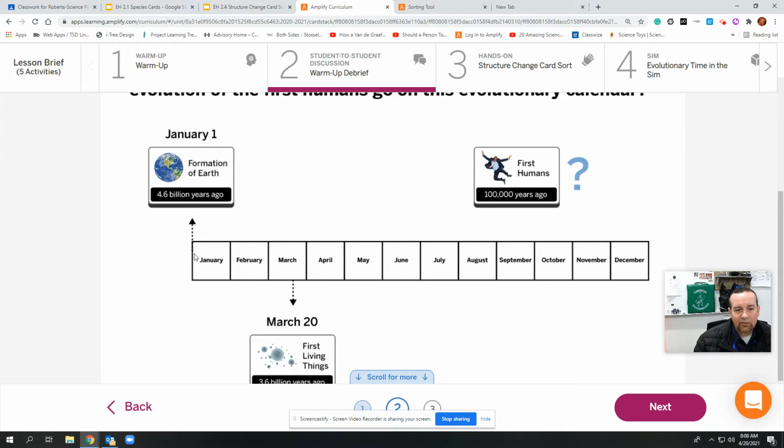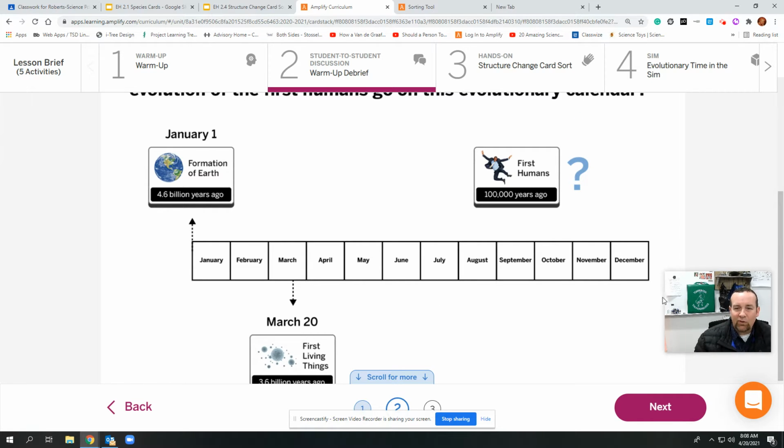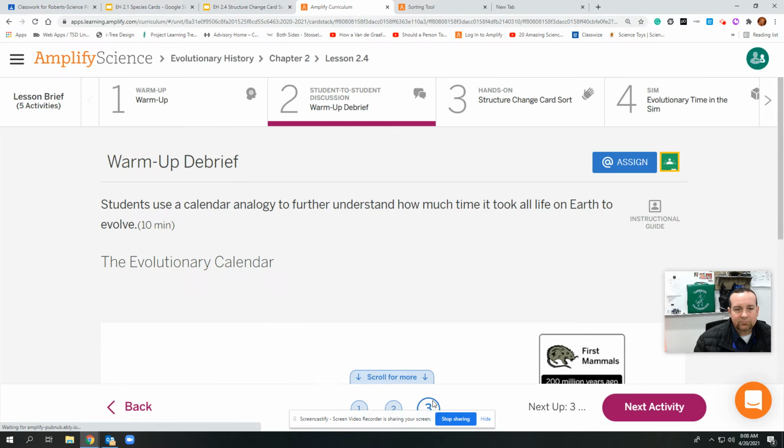We would have the formation of Earth on January 1st, right on New Year's. By March, we would see our first living things. Now, my question to you is, which month, and if you can guess the month, which day do you think humans would have entered the scene here? Let's take a look.